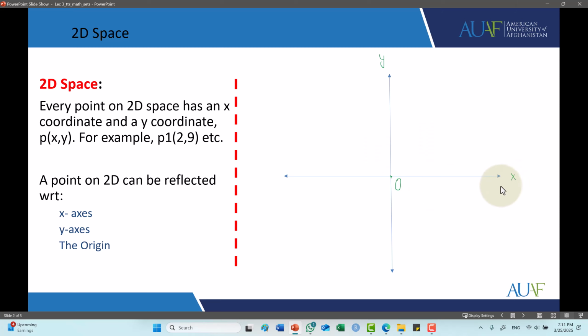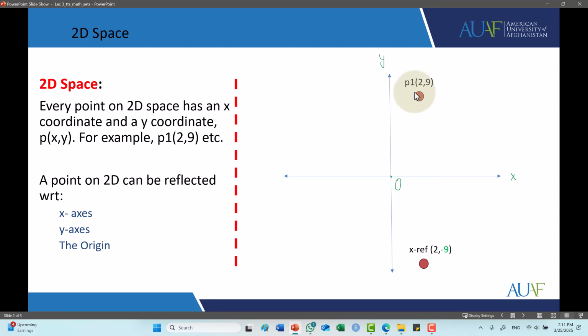For example, if you take these x and y coordinates as being shown here and take the point P1 with coordinates 2 and 9, we can reflect this with respect to the x-axis, and in that case, the x-axis or the horizontal axis would act like a mirror. And then the reflection of this point would be on the other side of the mirror, obviously, with the same distance from the x-axis. Now this P1 (2, 9) and its x reflection (2, minus 9) have the same distance from the x-axis. Therefore, this is the x reflection of P1.